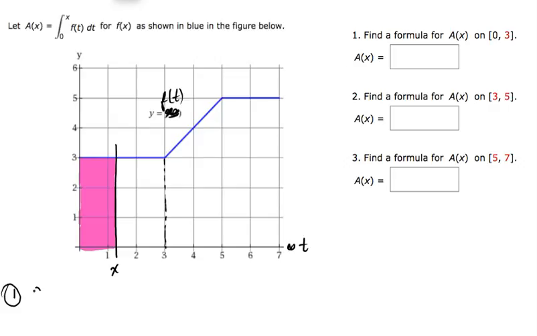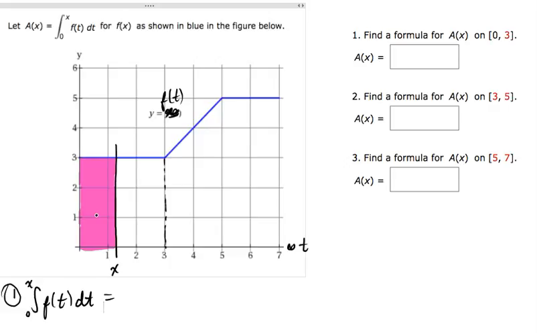So the integral from 0 to x of f of t dt is equal to the net area of this rectangle. f is positive everywhere here, so I don't have to worry about negative area. So it's just the area of the rectangle. Its height is a constant 3, and its width is just x. So that's just 3x.